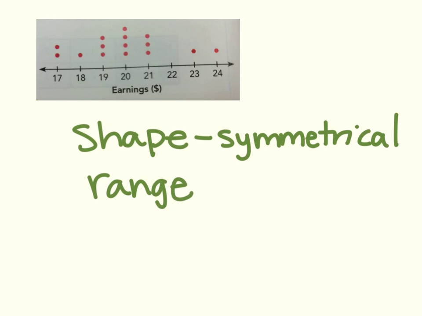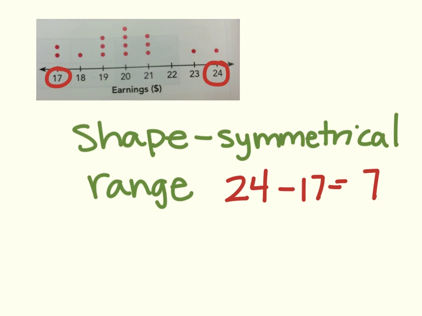Just to remind you, the range tells us the difference between the smallest or least earning and the greatest earning. So our range for this particular graph is going to be figured out by looking at the least number, which is 17, and comparing it to the greatest number, which is 24. So we'll calculate our range by taking 24 minus 17 to get an answer of 7. So the range of our dot plot is 7.